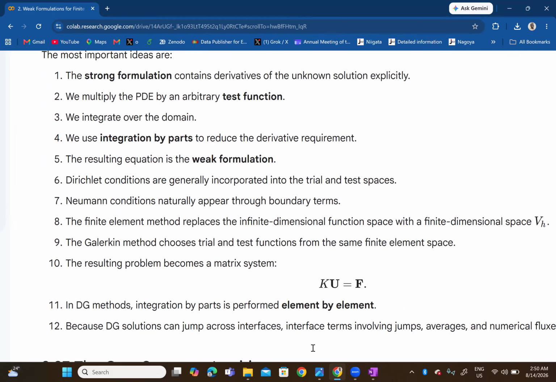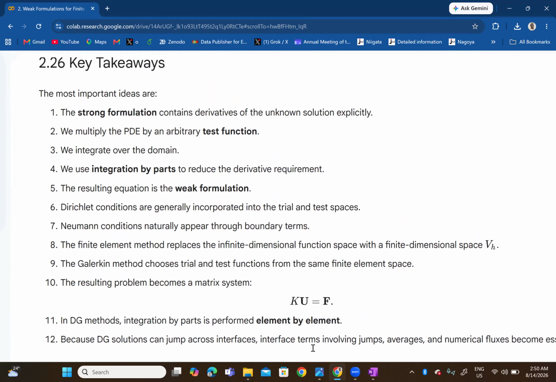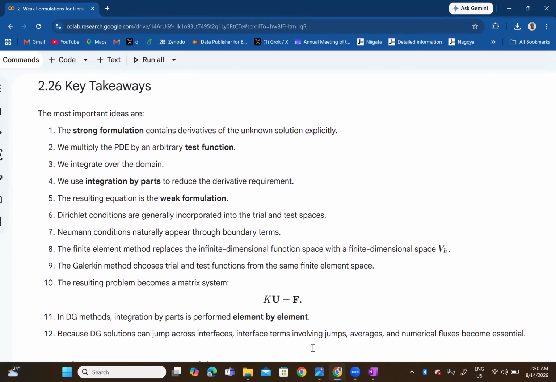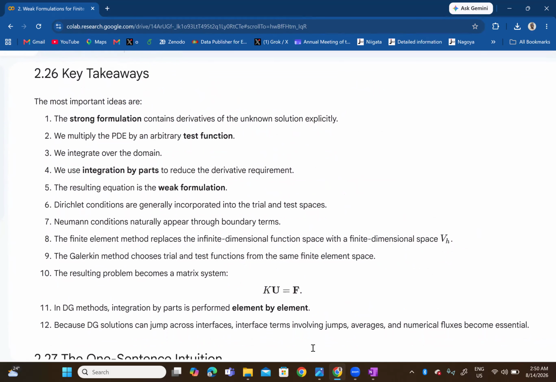So far, our key takeaways from weak formulation for the finite element method. The most important ideas: the strong formulation contains derivatives of the unknown solution explicitly. Then we multiply the PDE by an arbitrary test function. We integrate over the domain. We use integration by parts to reduce the derivative requirement. Then the resulting equation is the weak formulation. The Dirichlet conditions are generally incorporated into the trial and test spaces. Neumann conditions naturally appear through boundary terms.